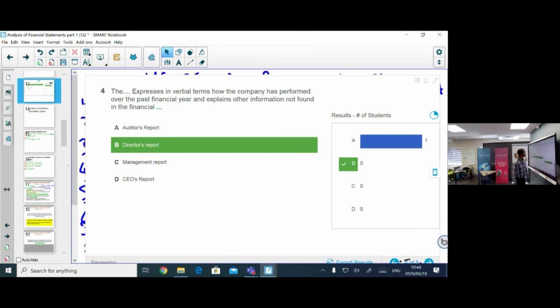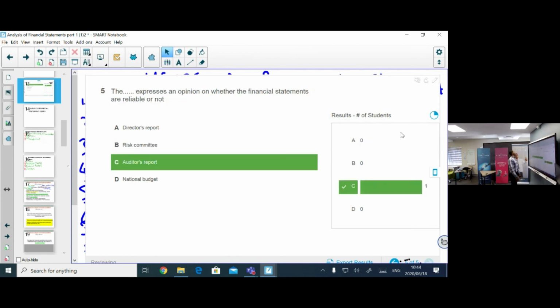Then the next one, this is the last one. It expresses an opinion on whether the financial statements are reliable or not. And that is an auditor's report. So I hope we have covered a lot of theory so that in our next lesson, you don't explain theory, you just go to practicals and come with a lot of examples so that you understand.